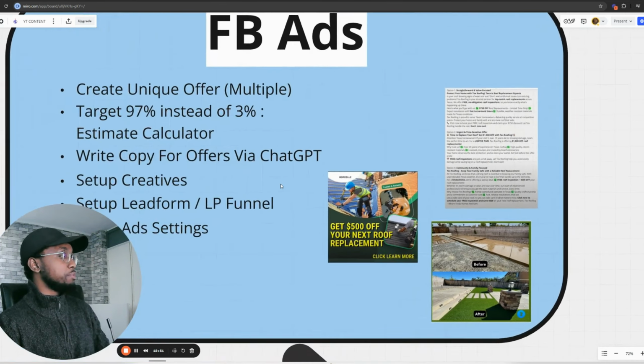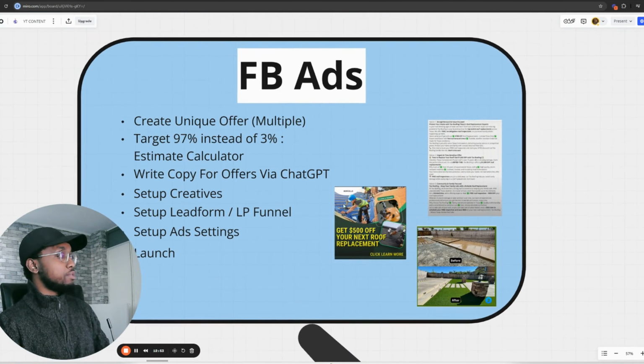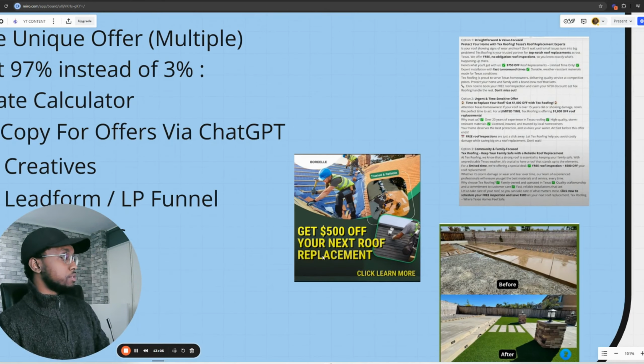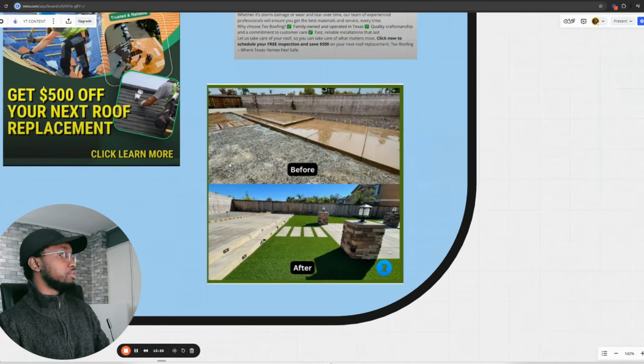So you can, for example, have three different types of offer with three different types of creatives. So for example, you can use this type of creative where you have your offer here. And by the way, don't look at the offer. This offer is of course not recommended, but this is just an example. So you can have this type of offer where you target the 3% of people, and also you're going to have this type of offer.